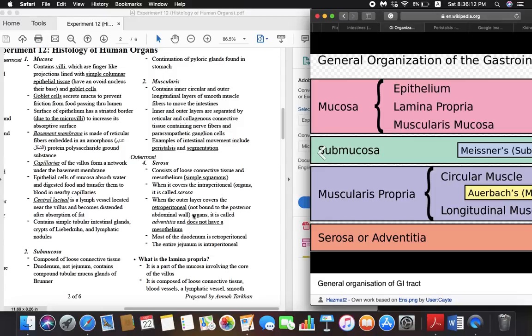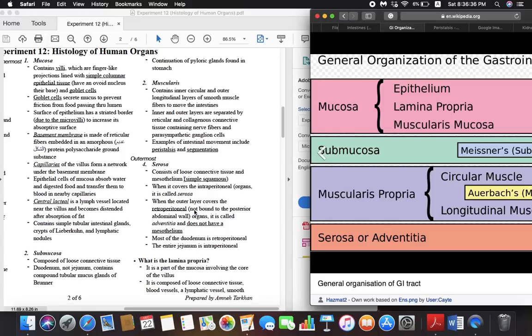What are intraperitoneal and retroperitoneal? Basically, intraperitoneal organs are those bound to the posterior abdominal wall, and retroperitoneal organs are those not bound to the posterior abdominal wall. So when it's not bound, it's retroperitoneal. It is called adventitia, and the main difference between the two is that adventitia does not have this mesothelium. It's only composed of loose connective tissue. But the serosa covering the intraperitoneal tissue consists of loose connective tissue as well as mesothelium.